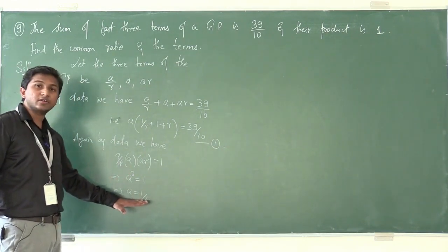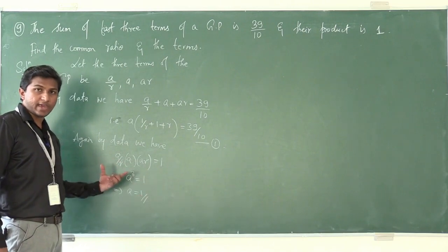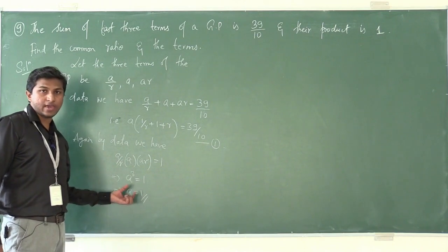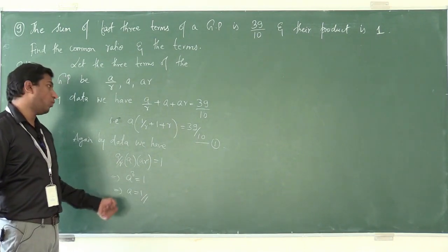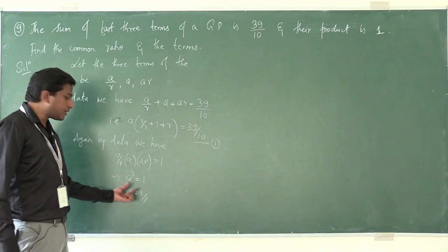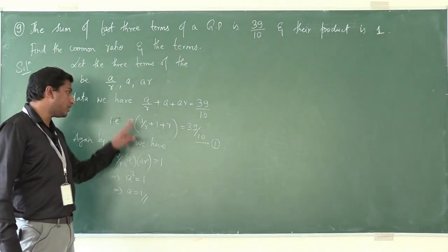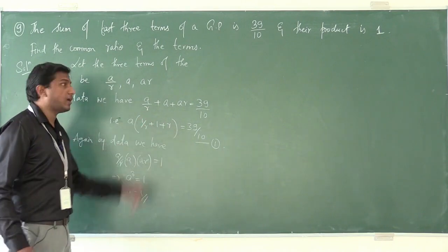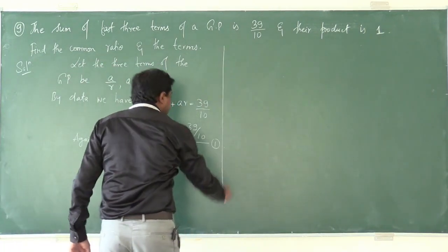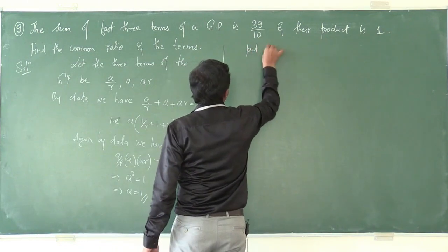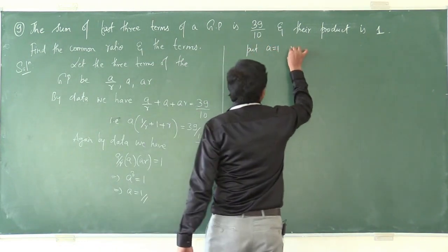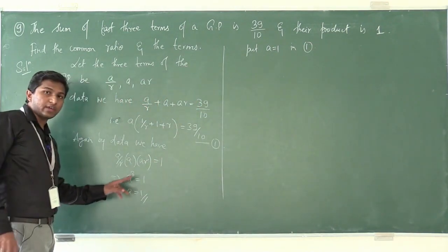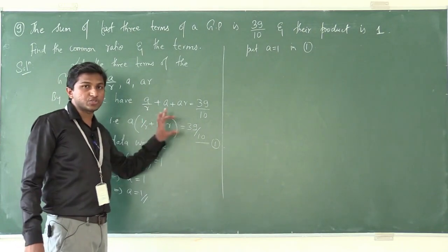We are only considering the real roots of A here and not the complex roots. So the value of A is equal to 1. Now we will substitute the value of A being equal to 1 in equation 1 and find out the value of R. Put A equals 1 in equation 1.